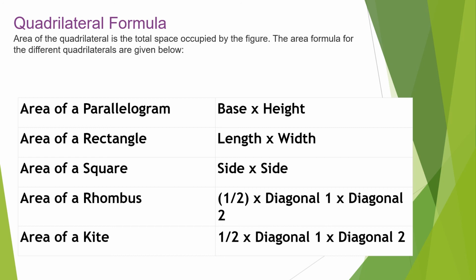Then to find the area of a kite, the formula is half into diagonal 1 into diagonal 2. So we can write it as half into d1 into d2. To find the area of a rhombus and a kite, the formula is the same, half into d1 into d2. But to find the area of a square, the formula is side into side. Area of rectangle is length into width. Area of parallelogram is base into height. These formulas help you to calculate the area of the quadrilaterals.